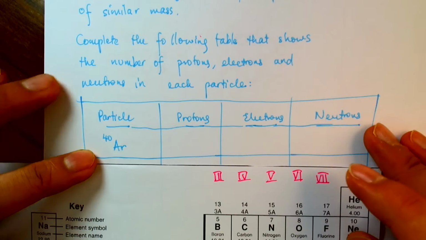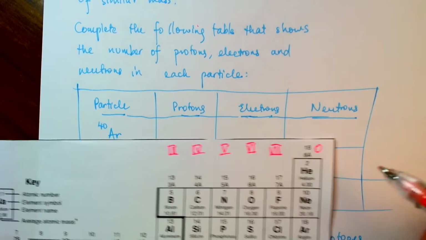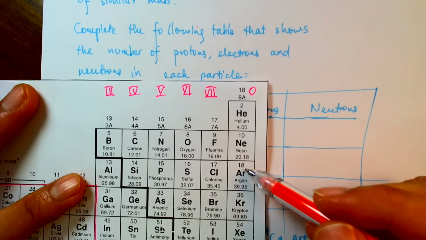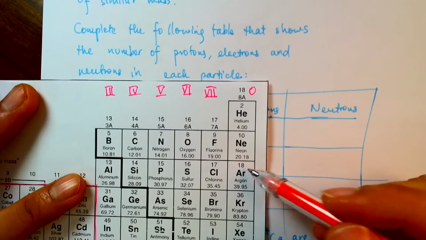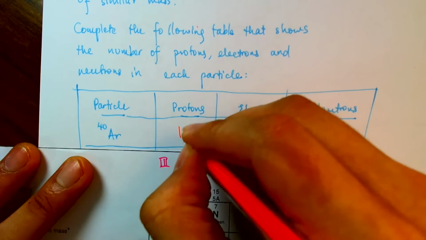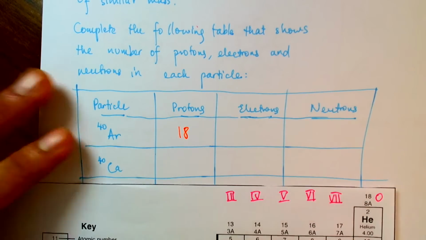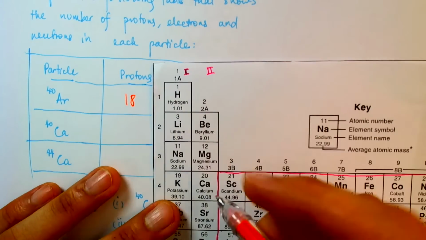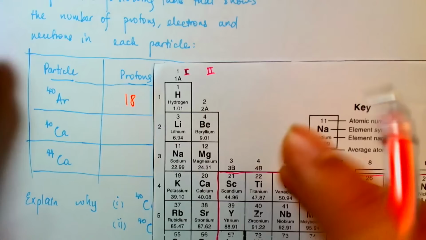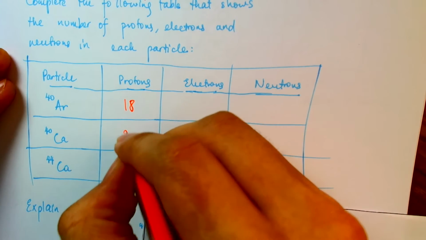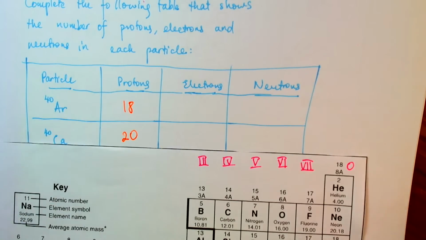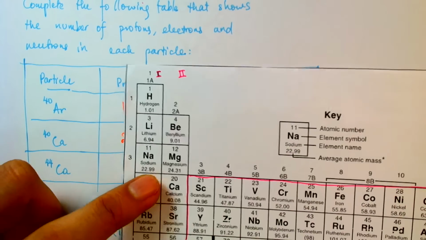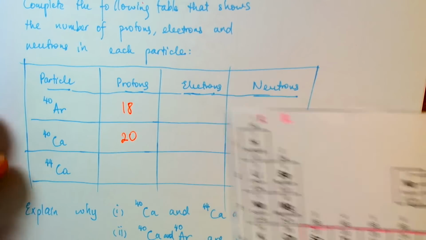I happen to know that argon is a noble gas, so I will look in the last column of the periodic table. Argon is over here. It has proton number 18, so let's fill in 18 protons. And calcium, I happen to know, is in group 2 of the periodic table, and calcium is right here with proton number 20. So argon, element number 18, hence 18 protons. Calcium, element number 20, hence 20 protons.